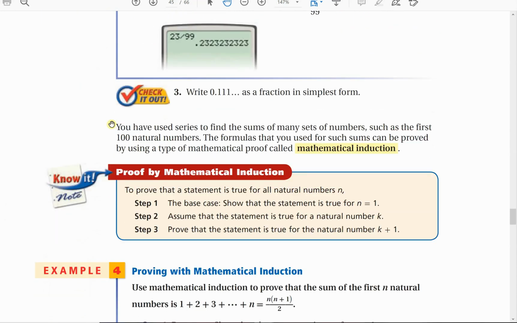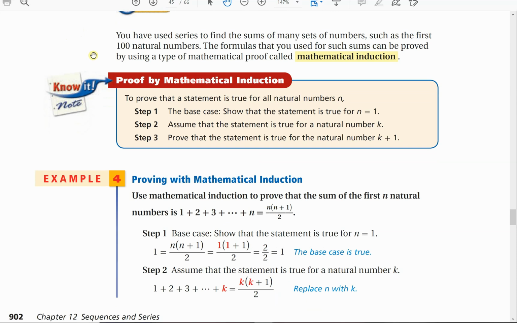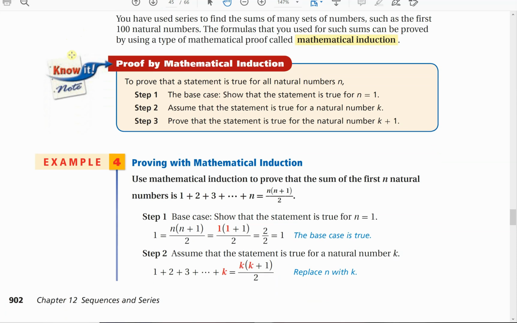Now, we've used series to find the sums of many sets of numbers, such as the first 100 natural numbers. The formulas that you use for such sums can be proved using a type of proof called mathematical induction. I'm not going to spend too much time on this because I'm not going to focus on it. You're not going to see this again on a quiz or anything, but I do want to show it to you because it is here and you might have some problems like this in your homework.